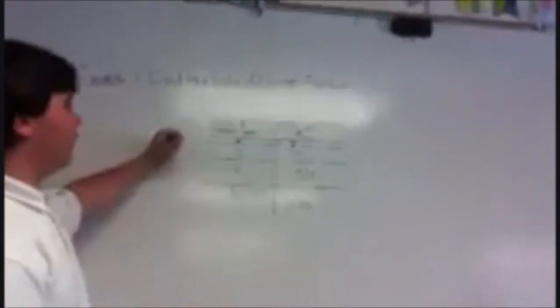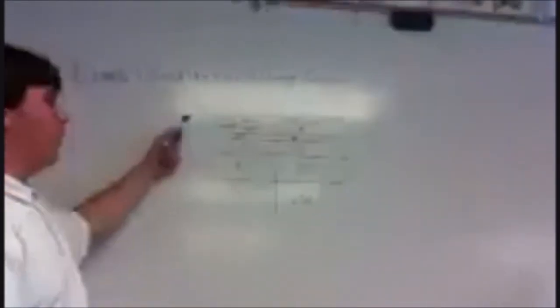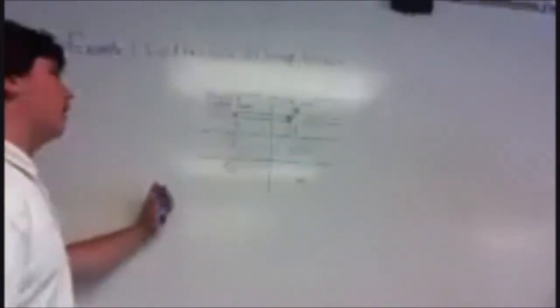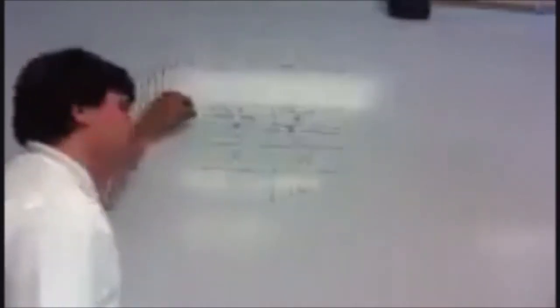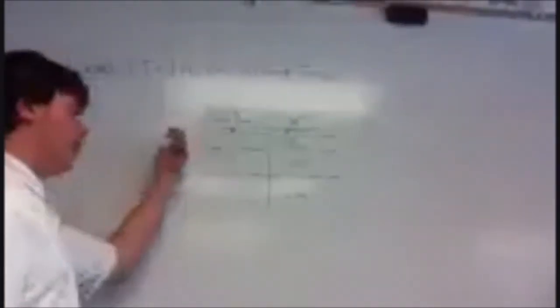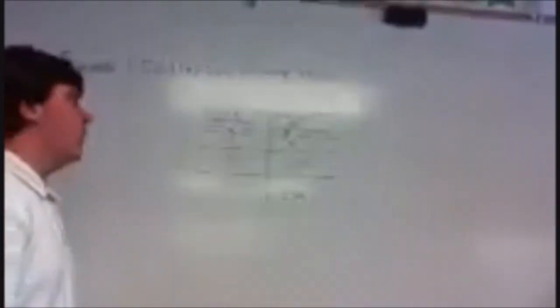So in example 1, we need to find the rate of change and explain what it is. So first we have to find which one is the x and y, and I've already written it here. But the y variable is dependent on x. So we know that x is going to be the number of computer games, because you can have as many computer games as you want. And the total cost is going to vary depending on the number of games. So the total cost is y.